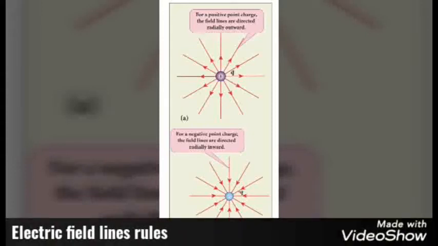Welcome students. In this class we are going to learn the topic: what are the rules to follow while drawing electric field lines for charges. The electric field lines start from a positive charge and end at a negative charge. Suppose the charge is a positive point charge, the lines are directed radially outward. Suppose the charge is negative, the lines are directed radially inward.